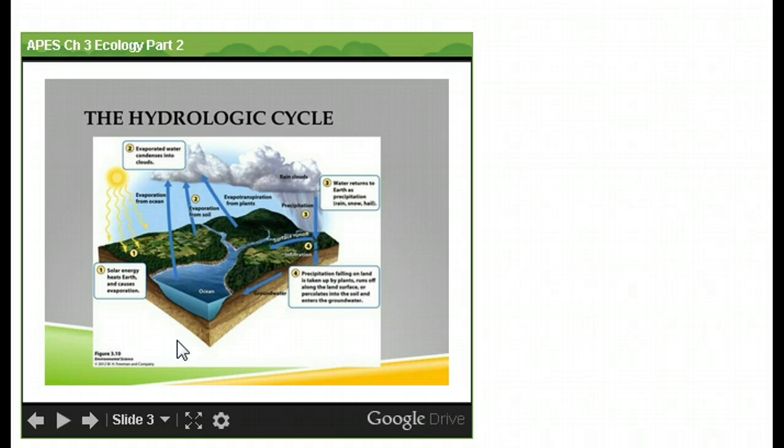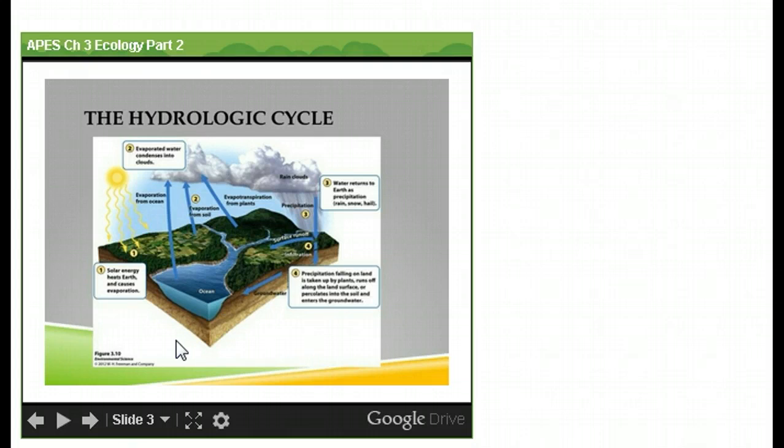And then when there's enough water all together in one cloud and the conditions are right, then that water is going to change from a cloud form into precipitation, which is rain or snow or sleet. Any water falling from the sky is precipitation. And then last, the precipitation that falls on the land is taken up by plants. Some of it's going to run off along the land surface, and some's going to percolate into the soil and enter the groundwater system. So that's the hydrologic cycle.